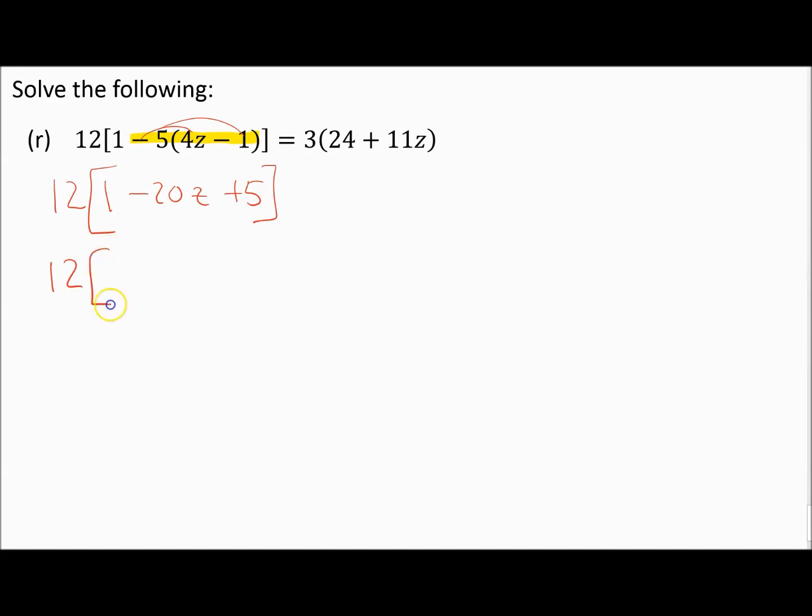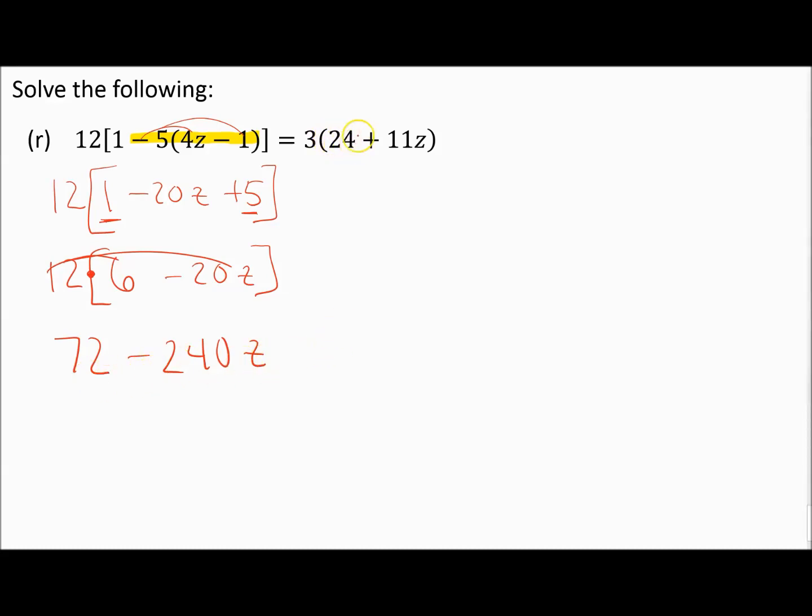So I have 12 bracket. Now this 1 and this 5, those are like terms. So I can say that's 6 minus 20z. Finally, this 12 is really times because there's nothing between the 12 and the bracket. So I have to distribute again. 12 times 6 is going to be 72. Okay, I'm trying to make that bigger than it was. And then 12 times negative 20z is minus 240z. And that side is completely simplified.